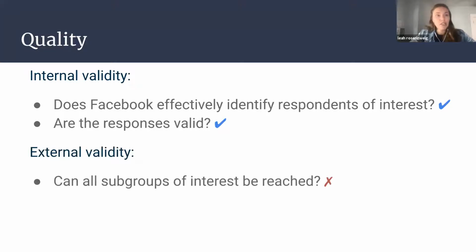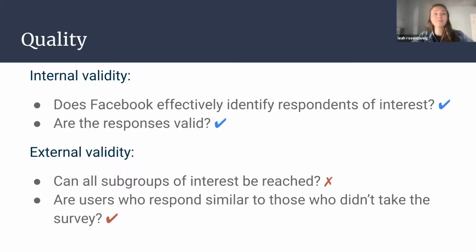But in terms of external validity, right? So the first question might be, can all our subgroups of interest be reached? And actually the answer is no. Again, it depends on what kinds of subgroups you're interested in, but I'll show you in a moment that we were interested in geographic diversity. And there are some areas for which we just could not fill our cells because there weren't enough people, or people willing to take our survey in these locations.